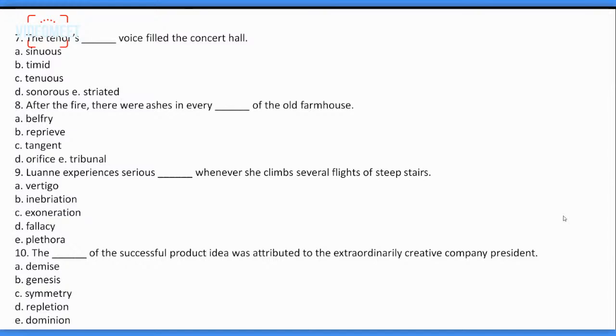Now, sinuous here means that something that has many curves and turns. So, a thing that is filled with curves and turns makes it very difficult to fill the concert hall, because it might get lost before reaching the entirety of the hall. Okay, so we would eliminate that.